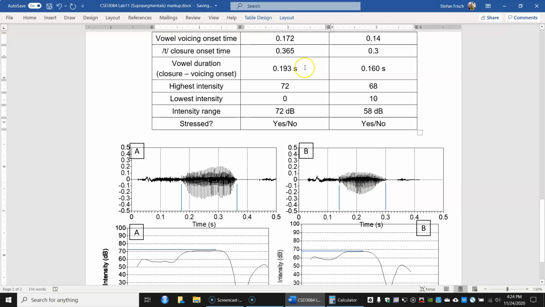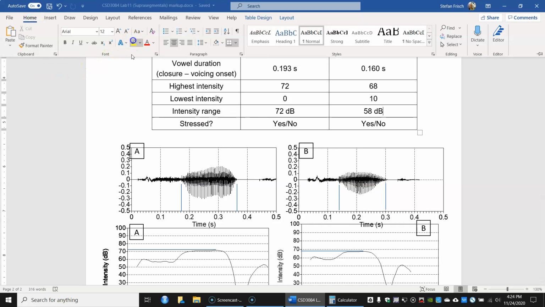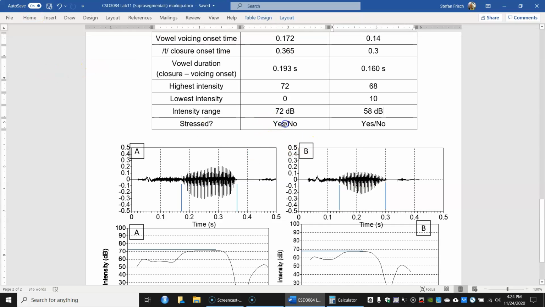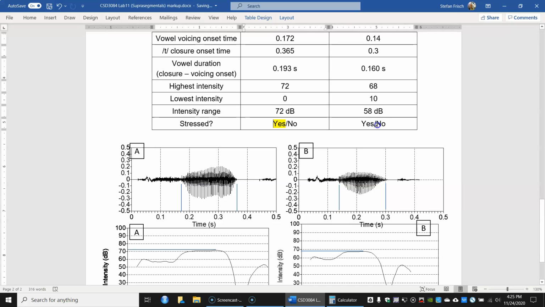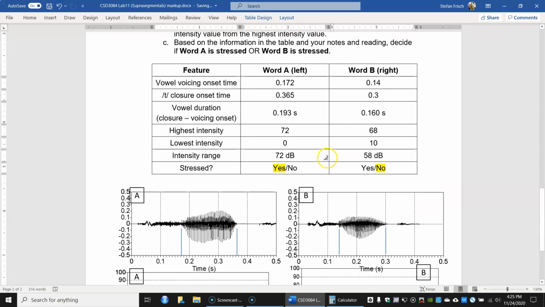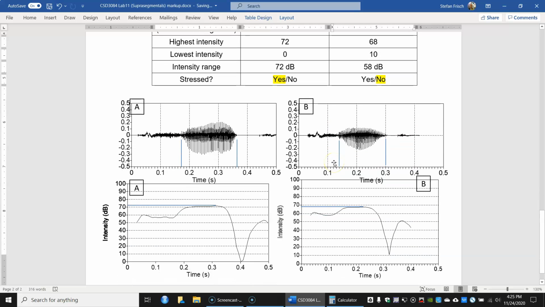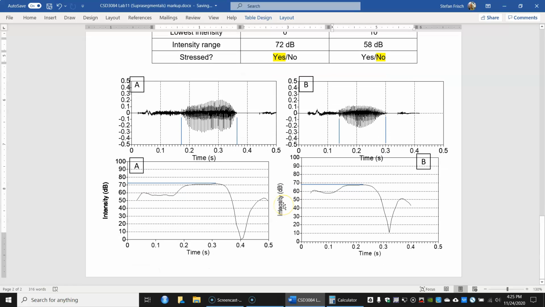So we have one that is longer in duration and louder in amplitude. So we're going to say that one is going to be the stressed one. And okay, so A is going to be stressed and B is going to be unstressed on the basis of a greater amplitude range and greater duration of the vowel in the stressed syllable.